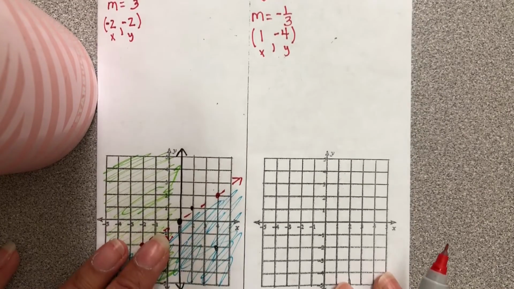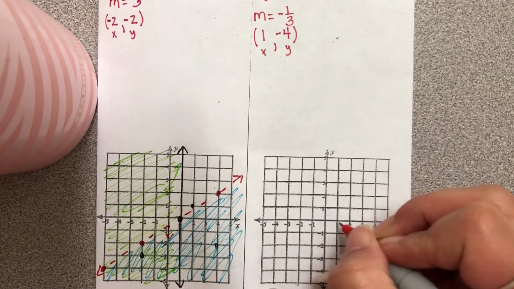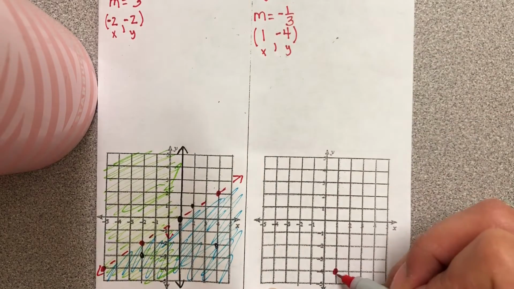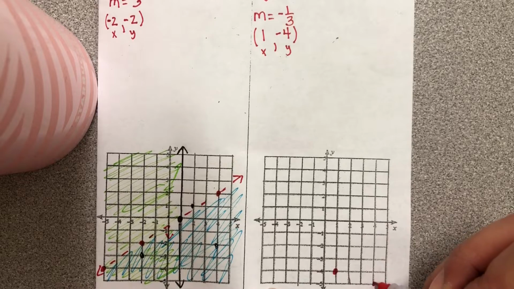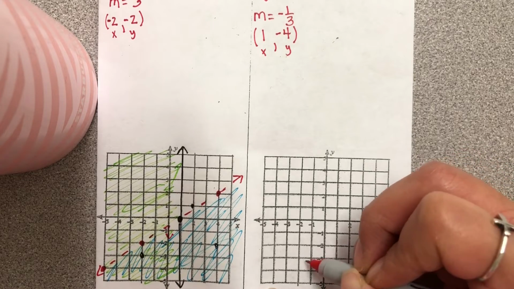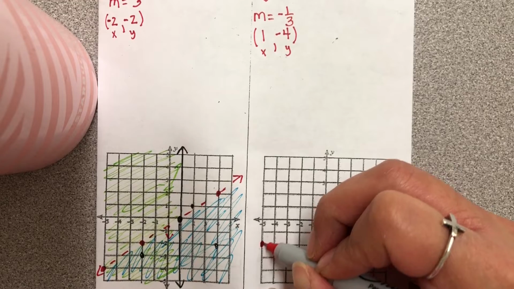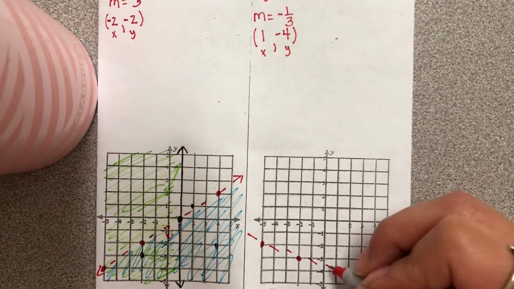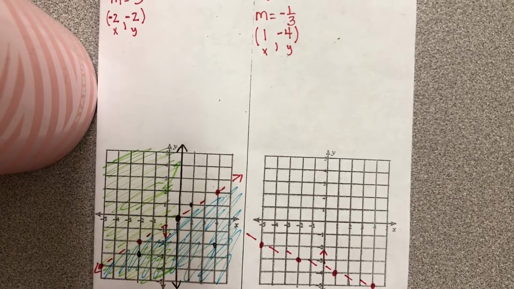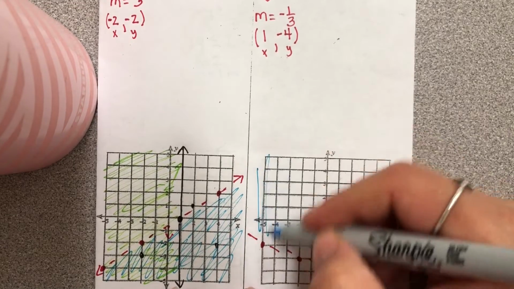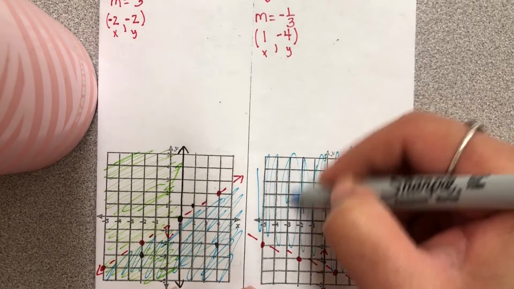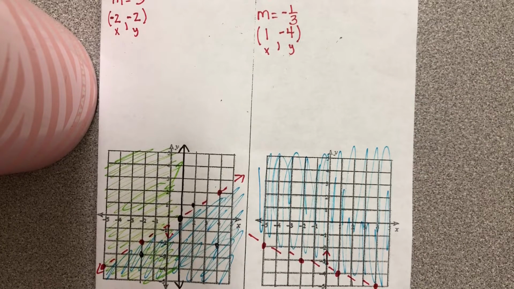Okay, so let's go ahead and graph it. Graph your point, 1, -4, and then do your slope. Down 1, right 3, or up 1, left 3. And it's going to be dashed. And we said greater. Okay, the next one.